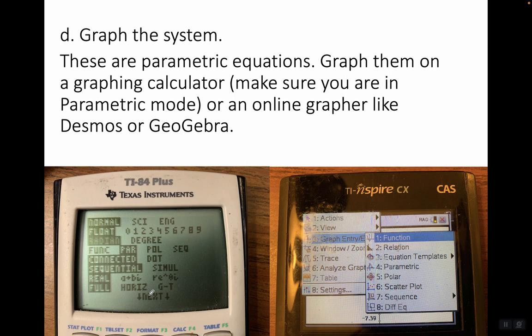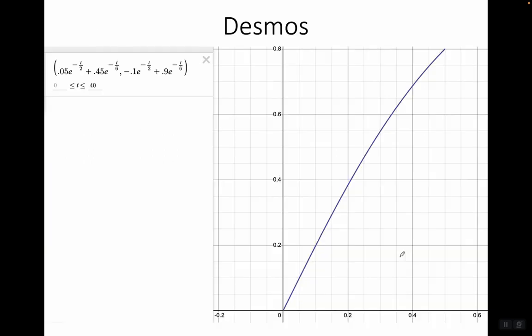You can graph them in a graphing calculator. Make sure you're in parametric mode. So if you have a TI-83 or TI-84, press mode. Make sure this says parametric. If you've got a TI-Nspire, notice what you have to do. On the menu, you've got graph, and then you have to choose parametric. Or you can just use an online grapher like Desmos or GeoGebra. That's what I did here. So here's what you get when you graph in Desmos.